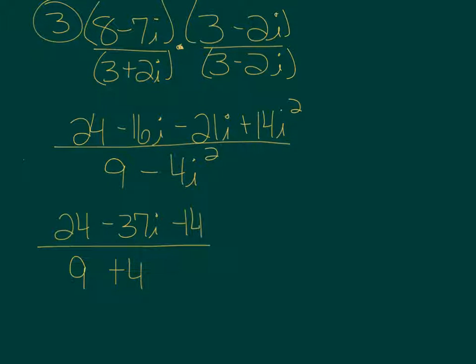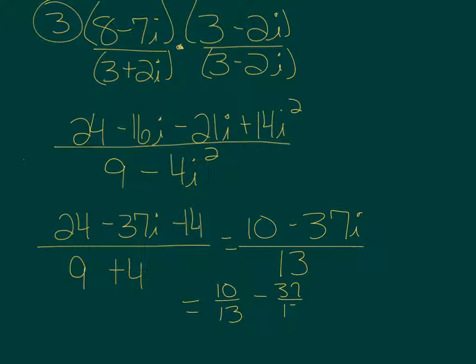So now we're still cleaning up. 24 minus 14 is 10, so 10 minus 37i, and then 9 plus 4 in the denominator is 13. Now I think since this says standard form, you need to split this up. 10 thirteenths minus 37 thirteenths i. I'm not sure. You need to check your notes if you need to go this far or if you can leave it like that.